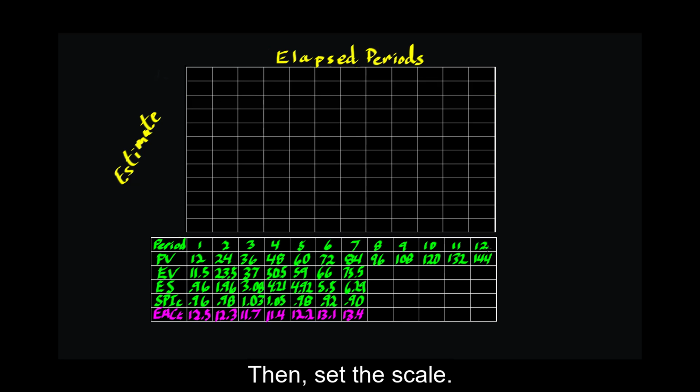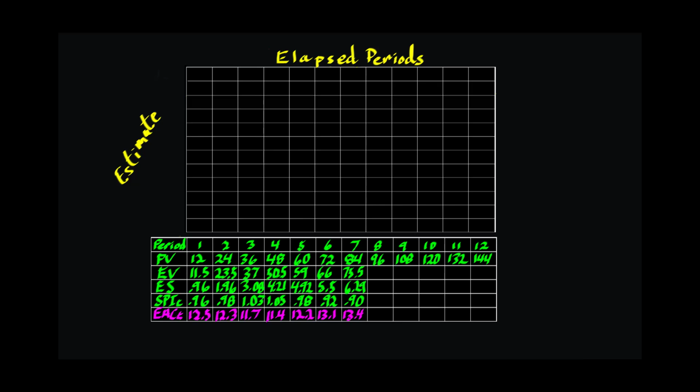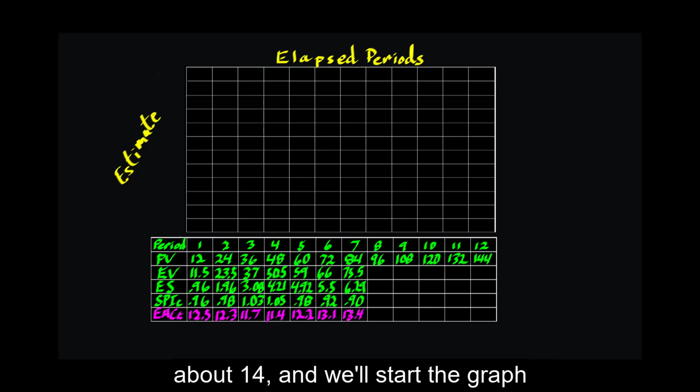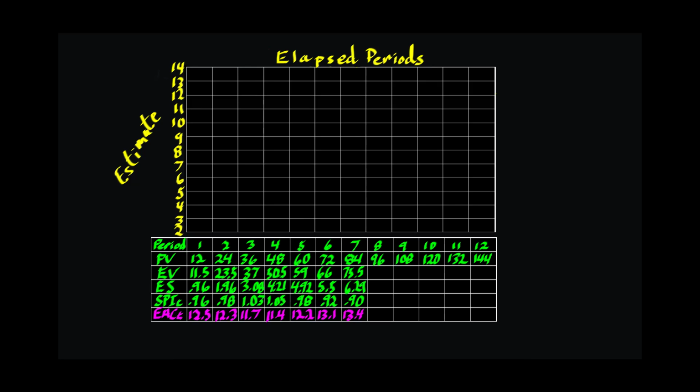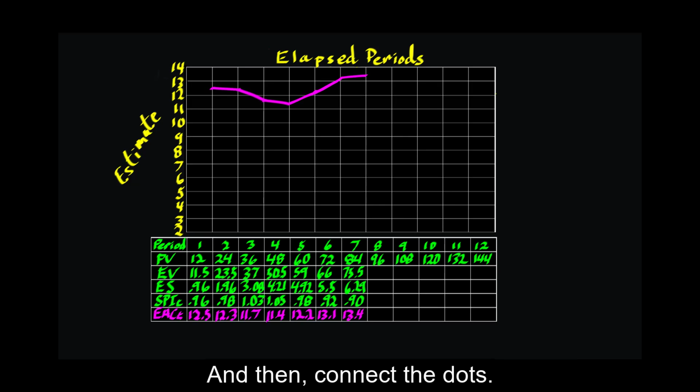Then, set the scale. The maximum is the largest of either the estimate or the plan duration, whichever is greater. In this case, it's about 13.5, so the max will be set higher at about 14. And we'll start the graph at 2 to fit it in the available space. Plot the observed values of the estimate. Looks like this. And then connect the dots.